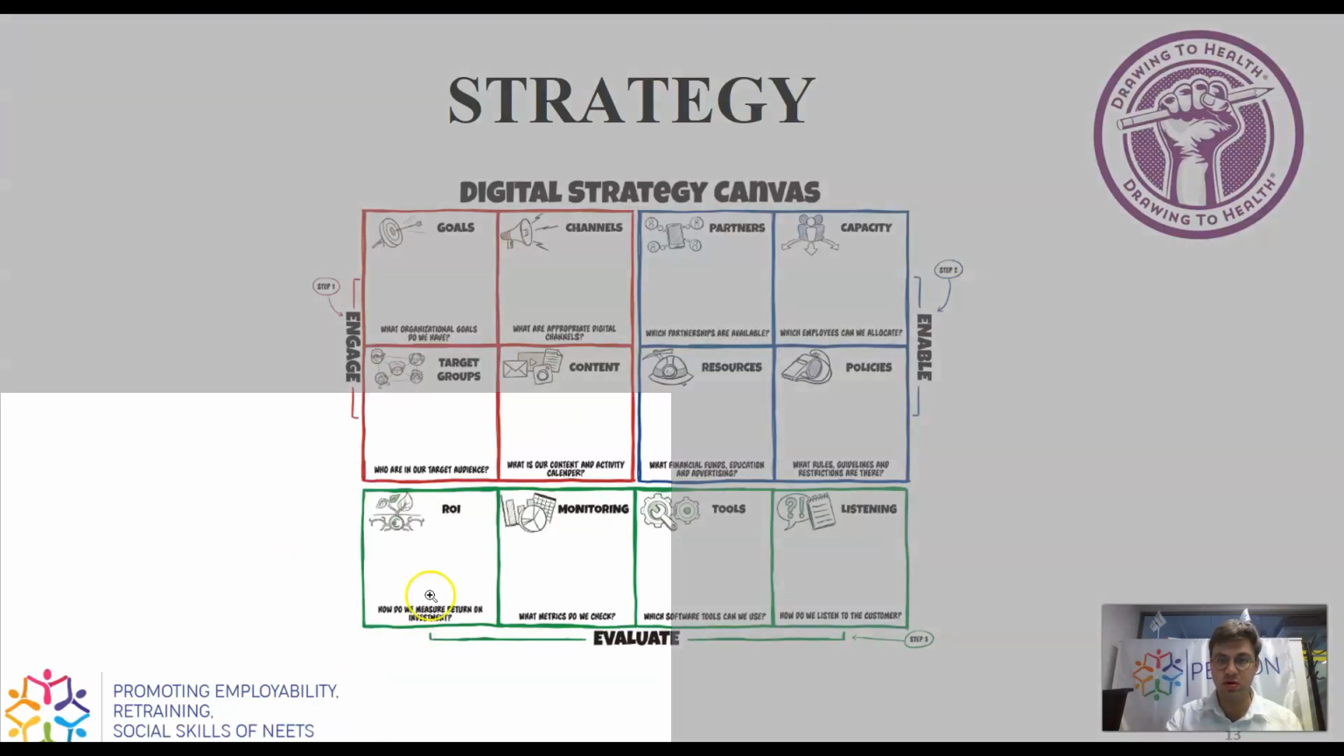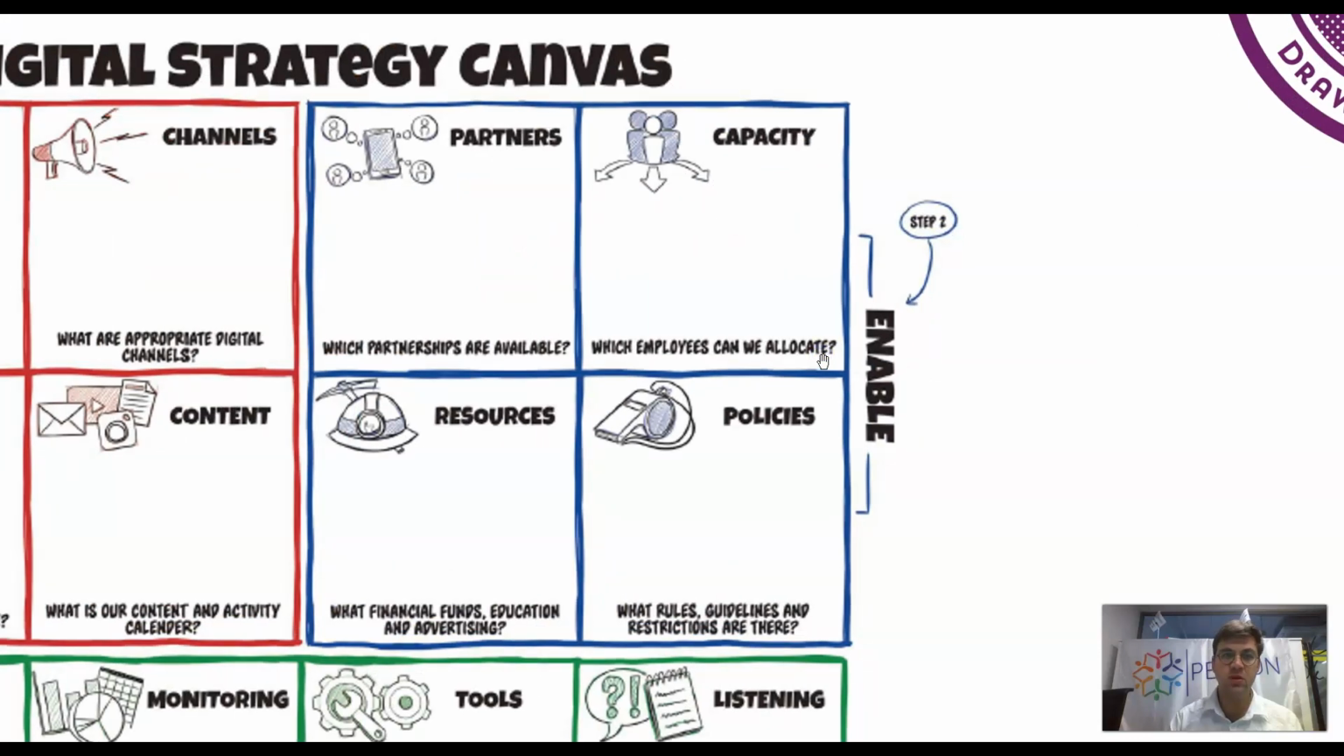And we're going to talk about enable. Enable also has 4 parts. And usually, most important is capacity. How much time do you reserve for your social media strategy? Do you want to use resources? Do you have financial capacity to do advertising? Are you working together with partners, like other people? Or are you in a network that you can help each other? And what policies are important for you that your brand is being exposed?